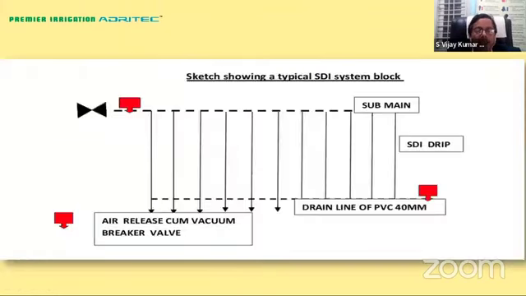So this is a typical diagrammatic sketch when we do the design. You can see how we have the main submain and then we have the drain submain, and we have to provide the air release cum vacuum breaker at the inlet of the submain as well as at the drain part. So this is again just to emphasize that point.